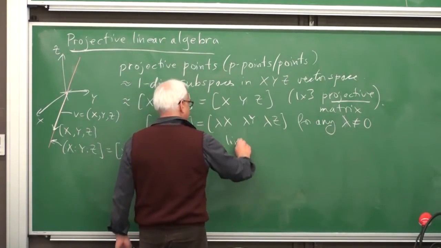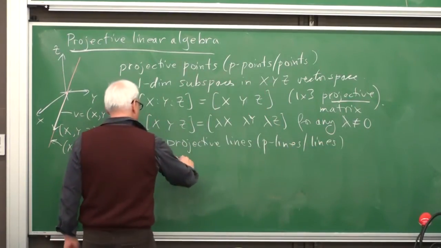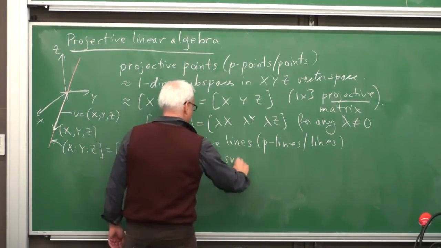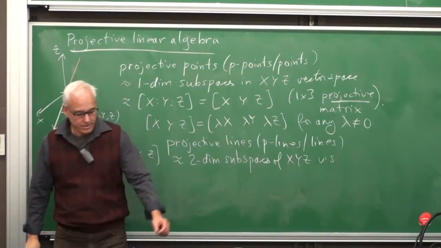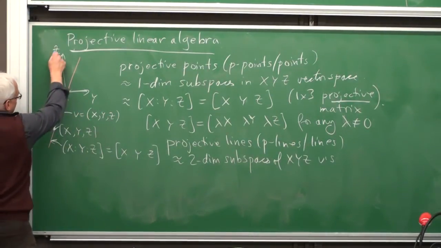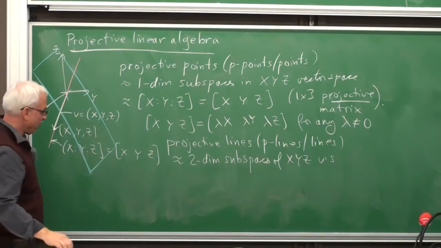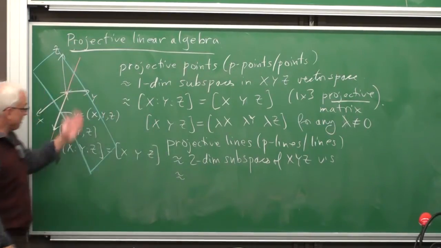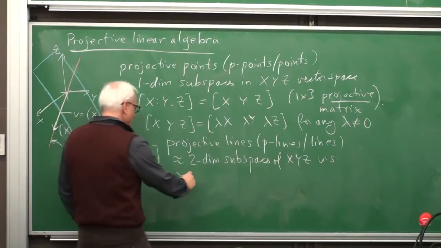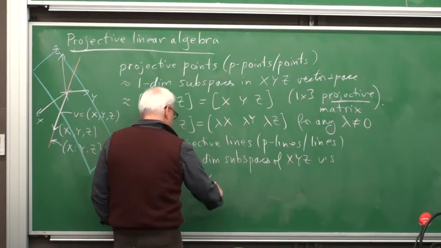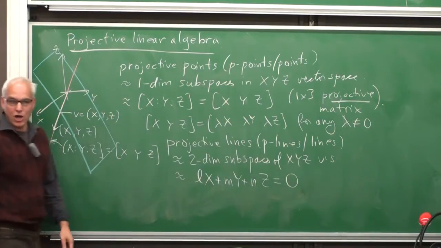The projective lines, also called p-lines or just lines, well, they're going to be two-dimensional subspaces of our x, y, z vector space. So that's just a plane through the origin. And how do we represent one of those? Well, a two-dimensional subspace of the x, y, z space is a plane which usually has coordinates, let's say maybe expression Lx plus My plus Nz equals 0. That's a general equation of a plane through the origin.